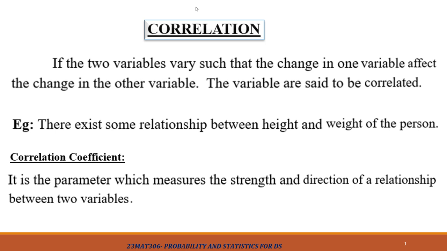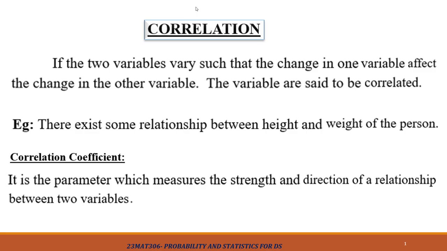We will see about the correlation coefficient for discrete random variables and continuous random variables. First of all, what is correlation? If two variables vary such that the change in one variable affects the change in the other variable, these variables are said to be correlated.